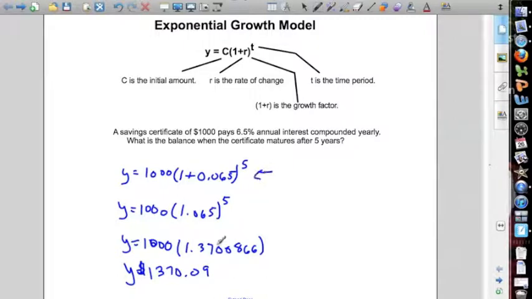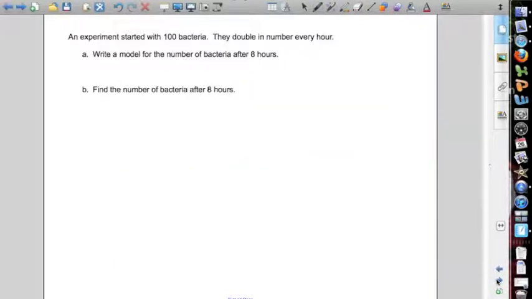Now we'll come back to this problem specifically. We'll come back to the model that we have at the beginning. But let's take a quick look at one more problem, now that you hopefully get it. This is an experiment with bacteria, and a lot of times bacteria will grow very rapidly and exponentially. So it goes up by a certain percent each unit of time. This time we're going to be working with the time being every hour. So an experiment started with 100 bacteria, and then they're going to double every hour.